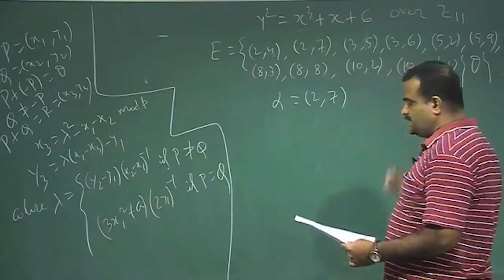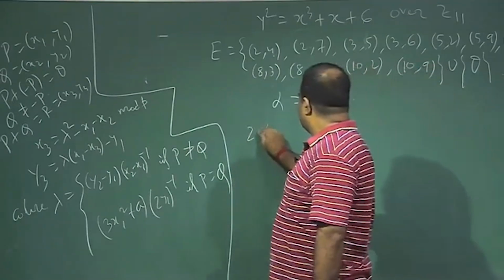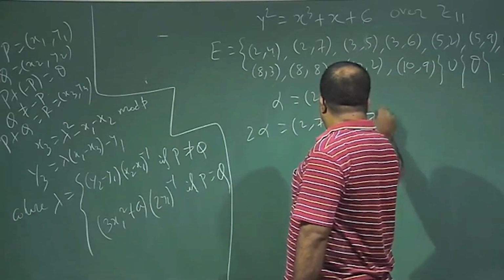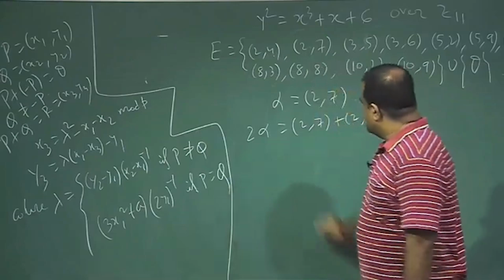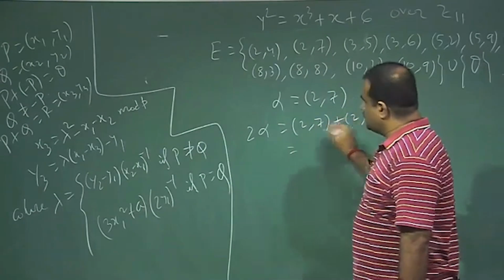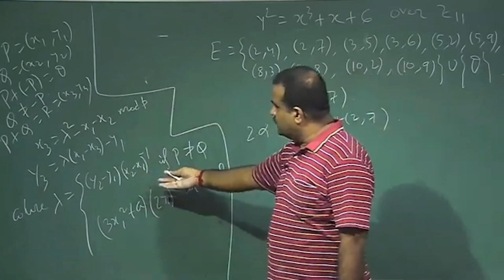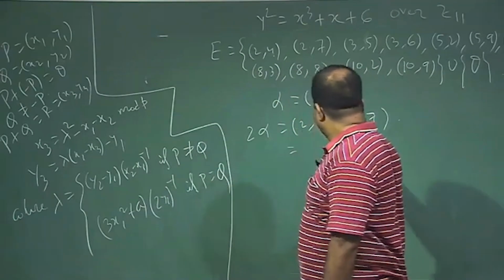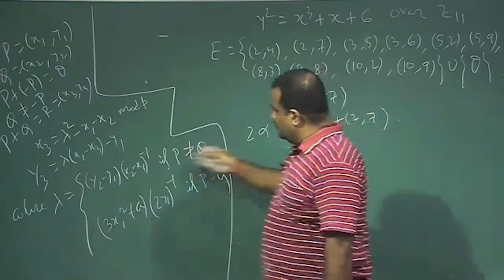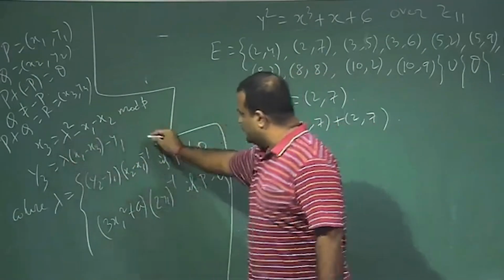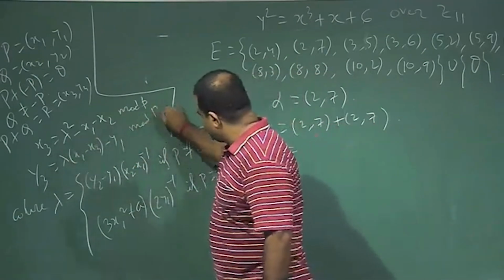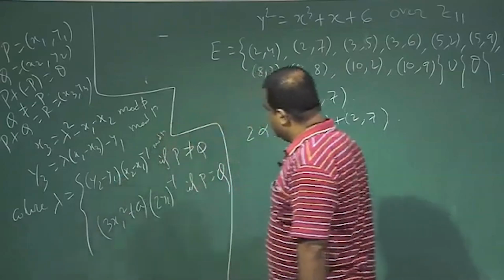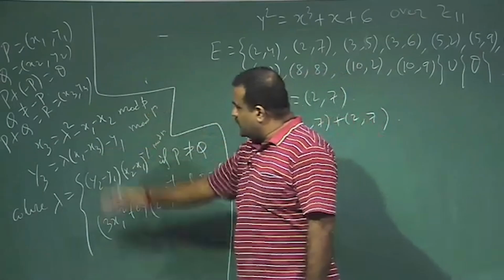How to calculate 2 alpha? 2 alpha is basically 2 comma 7 plus 2 comma 7. So now this is the addition. This addition formula is written over here. This is the case when P is equal to Q, so we have to use this formula. X3 is, so everything under mod p, this is also under mod p, this is also under mod p. So we just simply use this formula.